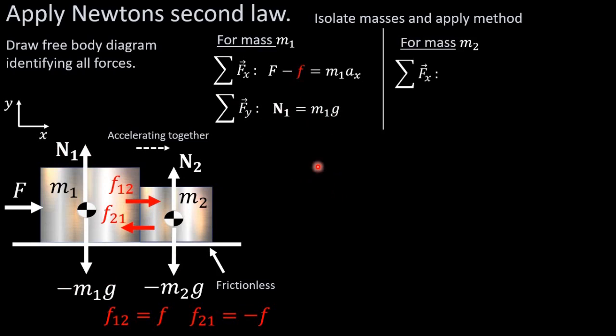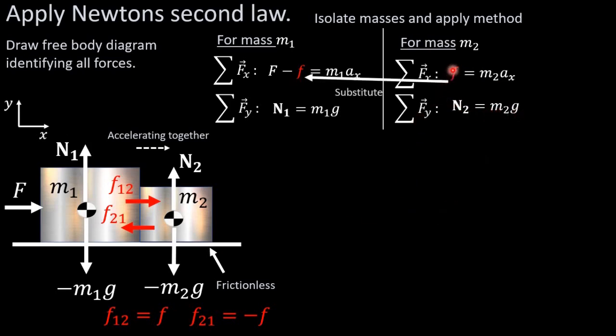And for mass 2, the sum of the forces in the x direction, so if we look at mass 2 here, what forces are acting on this mass in the x direction? It's just going to be the force that mass 1 exerts onto mass 2. And remember, the force that mass 1 exerts onto mass 2 is positive F over here. So we're just going to say F equals ma, like that, where m was just for mass 2. And the sum of the forces in the y direction is going to be N2 equals mass 2 times g.